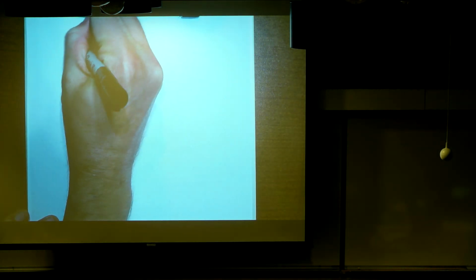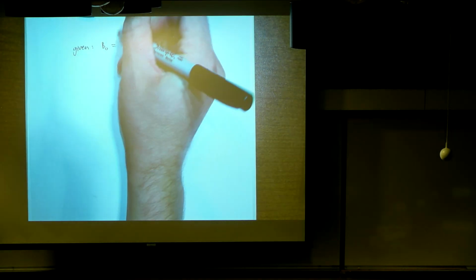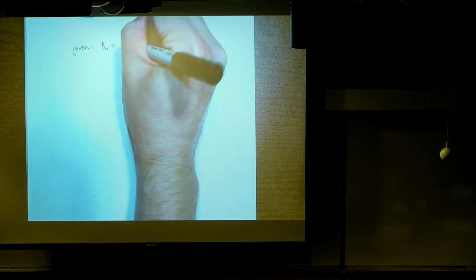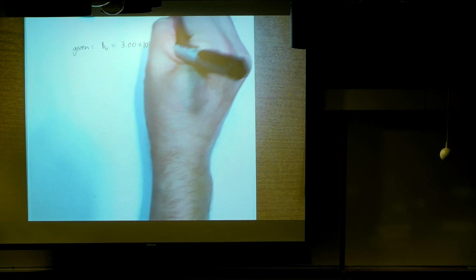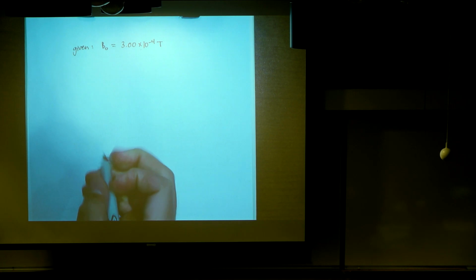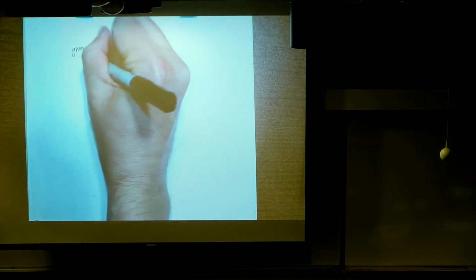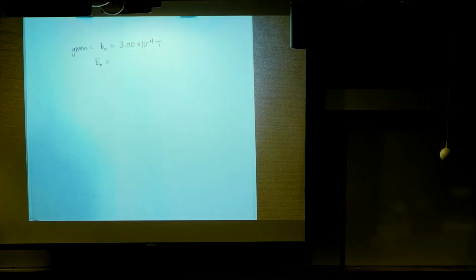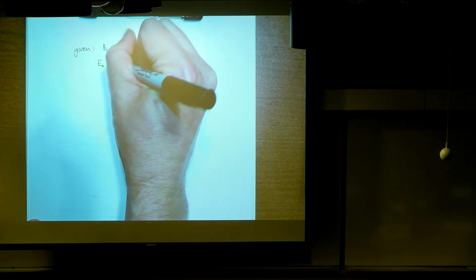Just so you know, this is what we are given. We're given the amplitude of the B field, which is B naught. That's the constant out in the front, which is 3 times 10 to the minus 4 Tesla. Based on that, we can immediately figure out what is E naught, right? Because what's the relationship with B naught? It's just C times B naught.